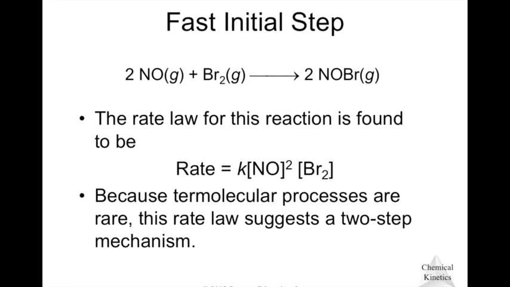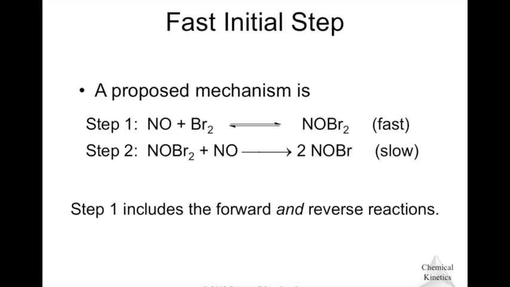But what if we have a fast initial step? Then it gets a little bit trickier. So if we're looking at this reaction here, 2NO plus Br2 equals 2NOBr. The rate law for this reaction experimentally is found to be K [NO]^2 [Br2]. NO squared Br2, okay, that doesn't seem to make sense, because it's a termolecular process, right, it's probably not that. It suggests that it's a 2-step mechanism.